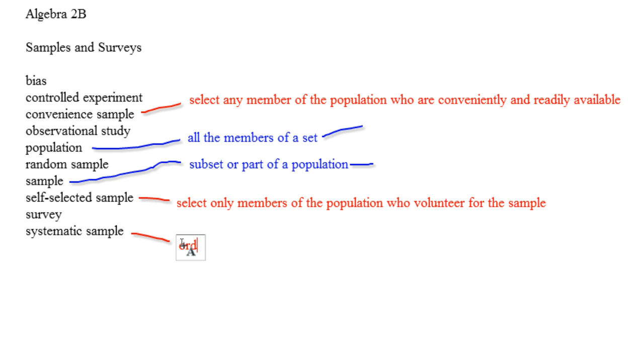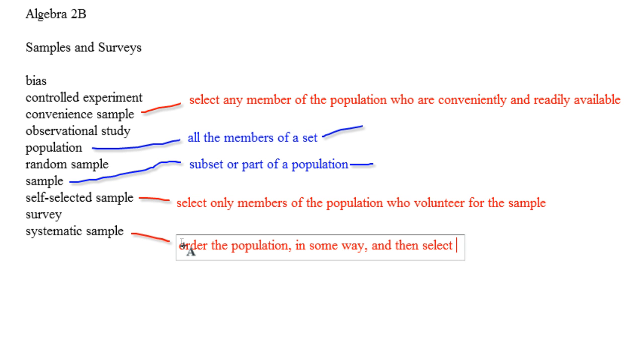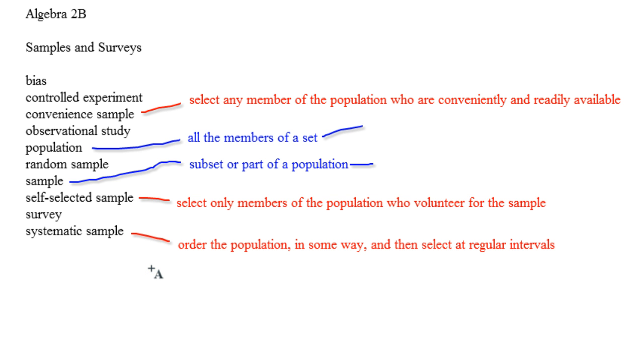Now a systematic sample is when you order the population in some way. Could be a random way, could be your own way, doesn't matter. Well, a random way is probably better. And then select at regular intervals. So in other words, list from youngest to oldest, and then pick a random number, and then start selecting at regular intervals. So you can actually get a little bit more randomized type of sample.